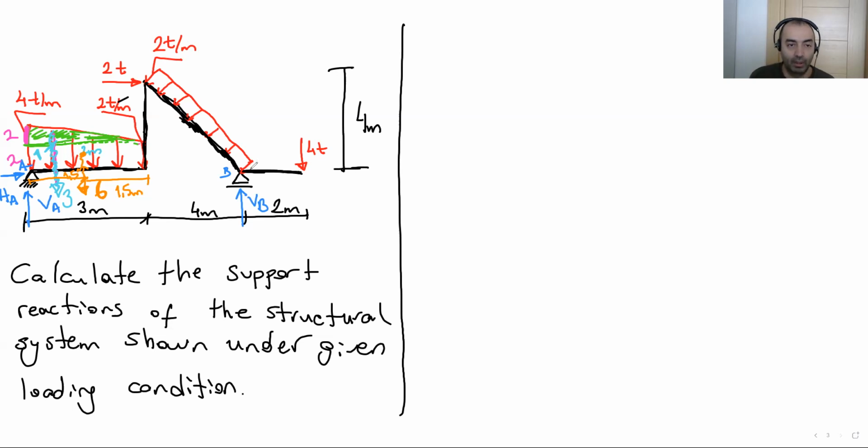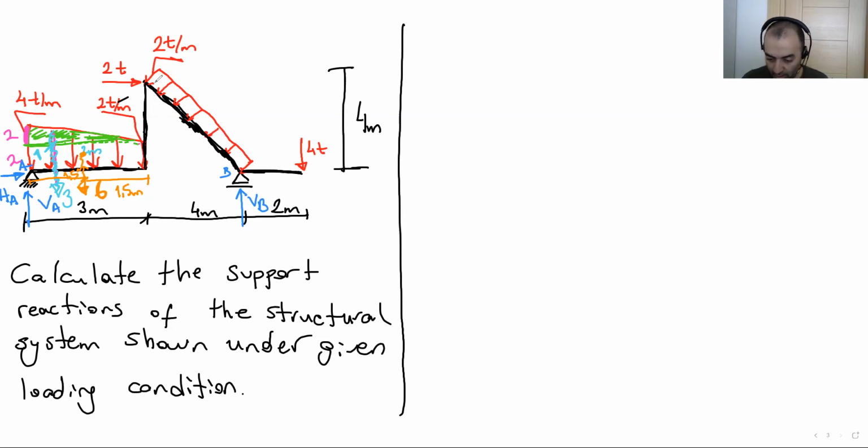By the way, why did I solve this question? Okay, just a second, I will explain it in the next stage. Let's calculate the magnitude of this uniform distributed load. What are we going to do? We are going to take the magnitude, this 2, times the length of this hypotenuse.